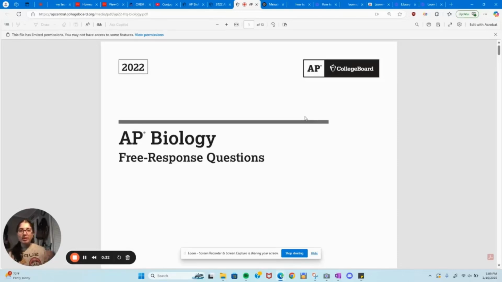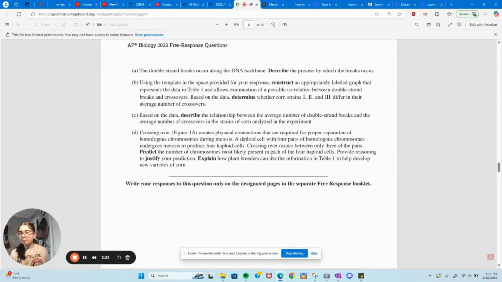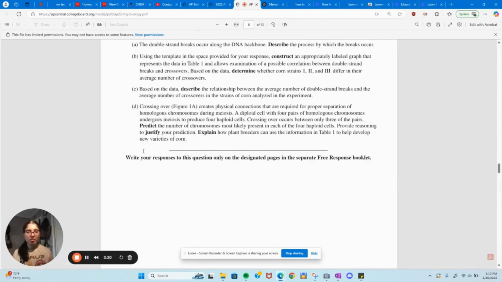Let's go over a 2022 AP Bio FRQ that is related to meiosis. For this TikTok, I'm going to be going over part D only, as that deals with meiosis and 2N and N and haploid and diploid and stuff like that. And that way it'll ensure that you have a great understanding of the concept. Let's go ahead and read what the question says.